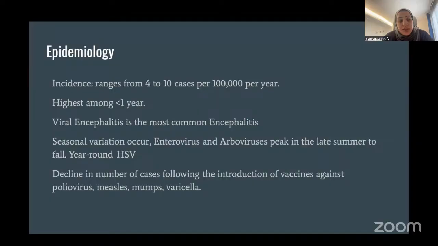Now, there's some seasonal and geographical variation. Seasonal variation differs. For example, in the late summer to fall, most commonly we can see cases involving enterovirus and arbovirus, while HSV, or herpes simplex virus, spreads all year around. Following the introduction of vaccines, there is a decreased number of viral encephalitis cases worldwide.